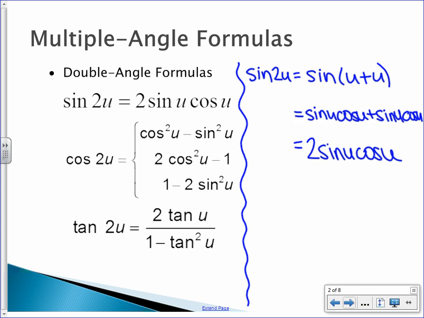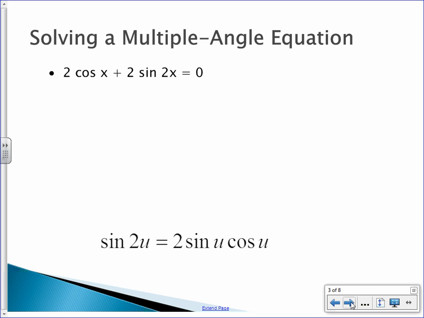Now how do these other ones come about? With our Pythagorean ones, right? Cosine squared is the same as 1 minus sine squared, which is why we have the 1 minus 2 sine squared up there. And I can do the same with the other one. So let's use them.